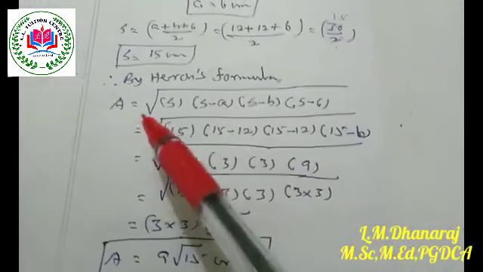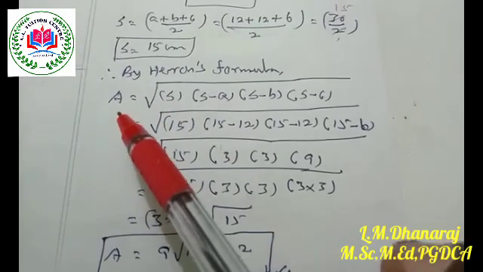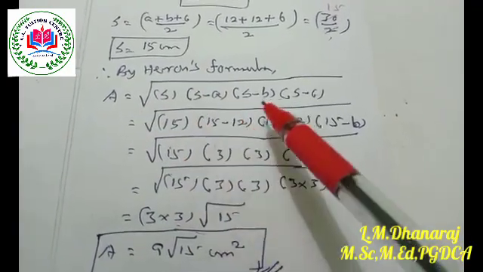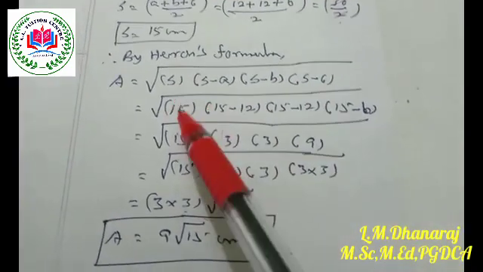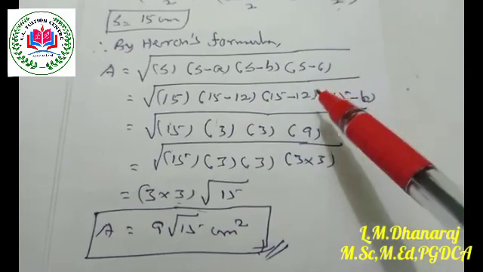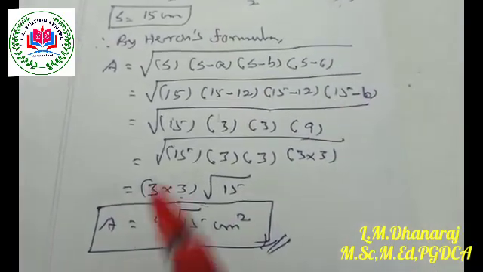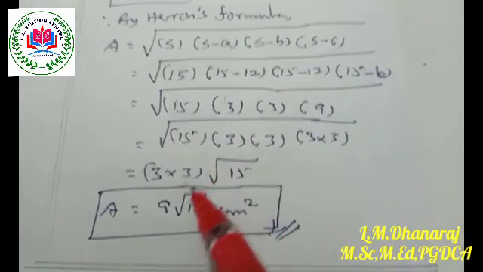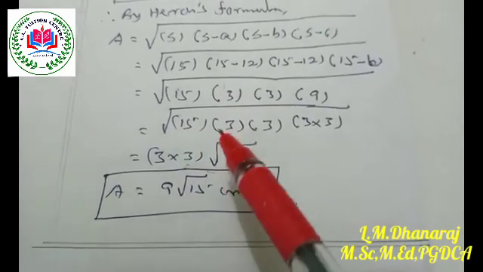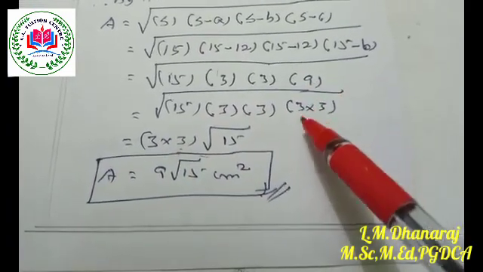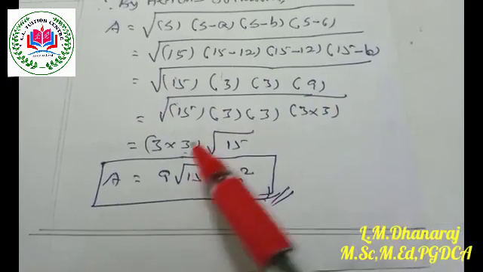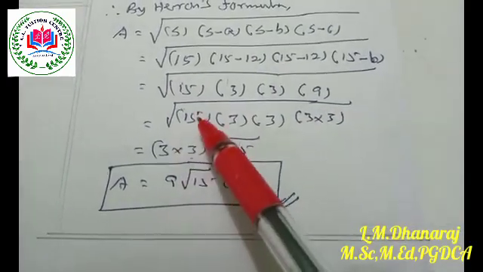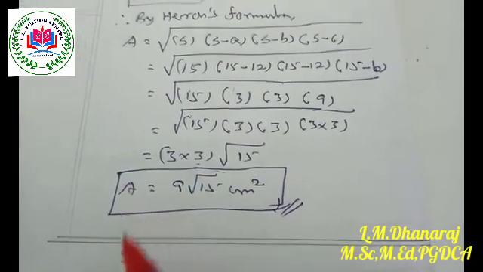Now by applying Heron's formula, the area of a triangle is equal to square root of S into S minus A into S minus B into S minus C. So let us replace S is equal to 15, A is equal to 12, B is equal to 12, and C is equal to 6. So this is 15 into 3 into 3 into 9. Let us split the terms. Instead of these two 3's, we can take one 3 out. And for 9, let us write 3 into 3. So instead of these two 3's, one 3 can be taken out from the square root. So 15 is unpaired. 3 3's are 9. So 9 root 15 is the area of the triangle.